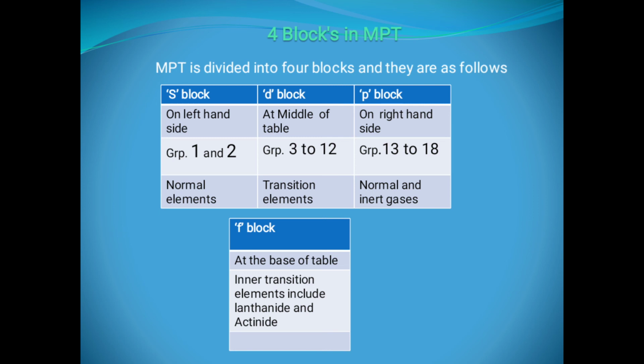In the f block, as I told you before, there are two separate rows which are called series. The upper series contains the lanthanides and the lower series contains the actinides. In this way, this chart is important for the exam.